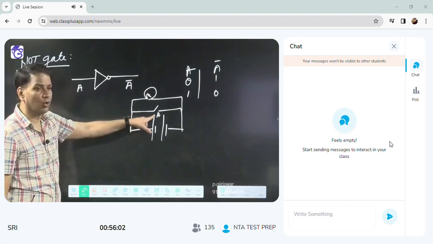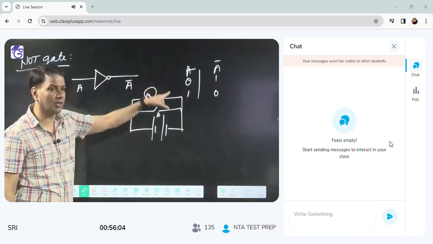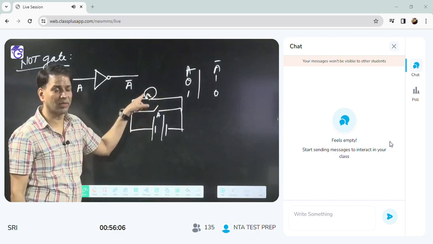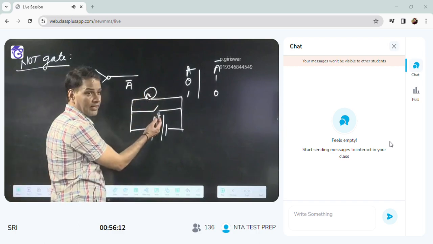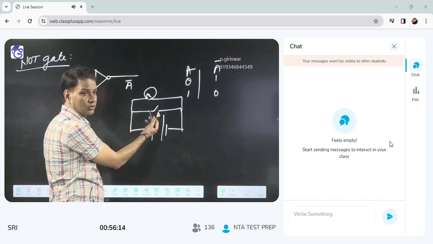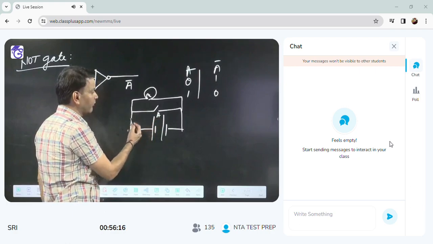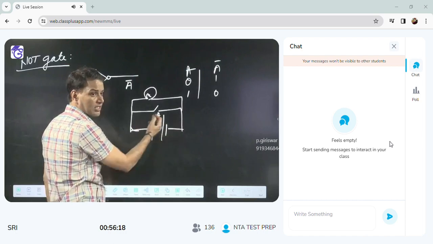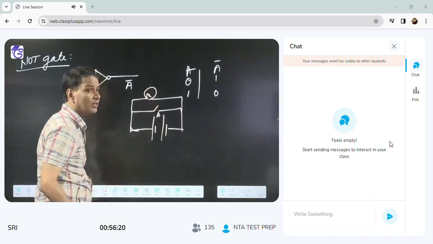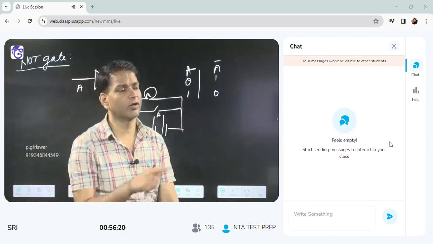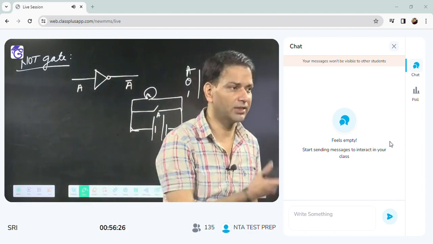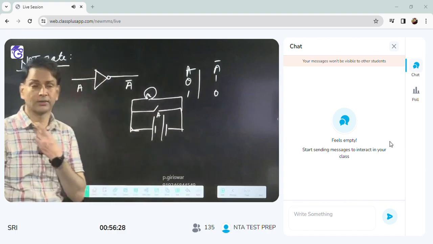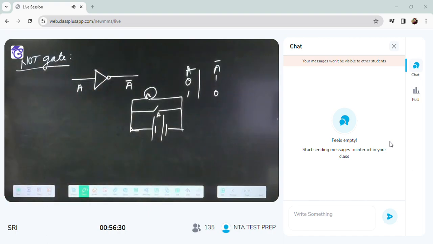Okay, so A open means current will go through the bulb. A is 0, the bulb will glow, meaning output is 1. When A is 1, this switch is closed. Then current will flow through the zero resistance path, so the bulb will get shorted. Current will flow through the switch, and the bulb will not get the current. That is the circuit diagram of the NOT gate. Understood?